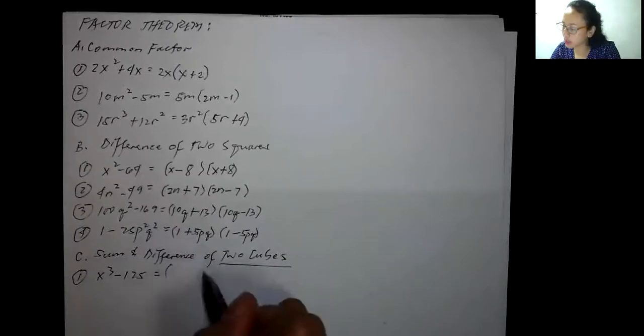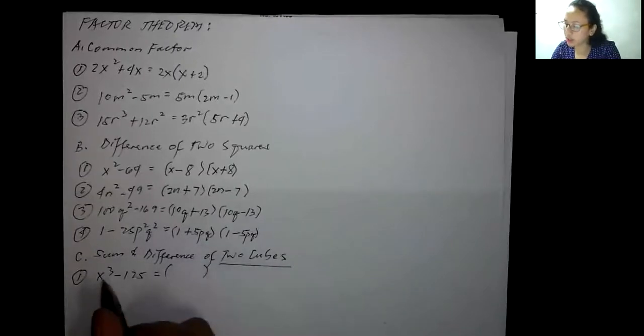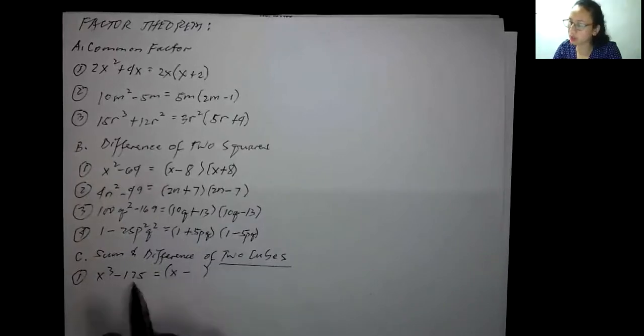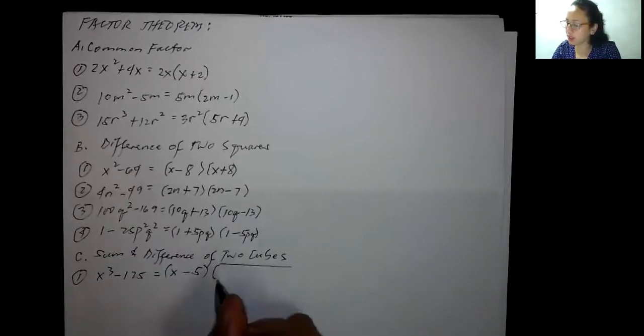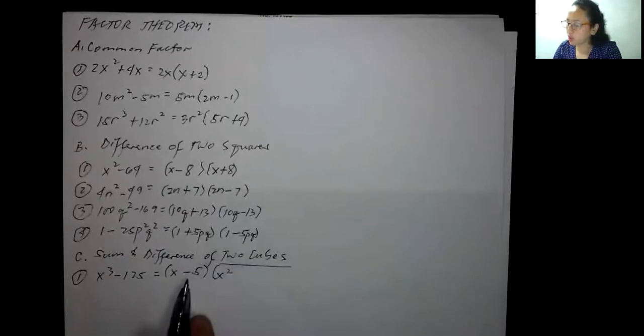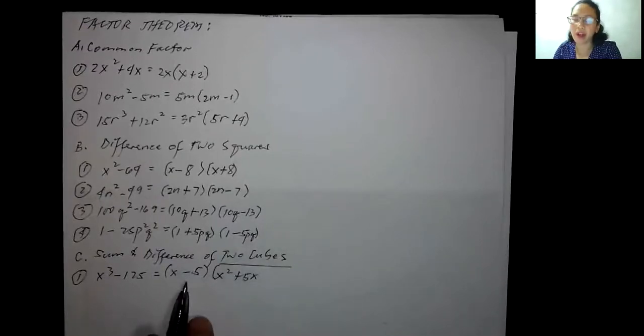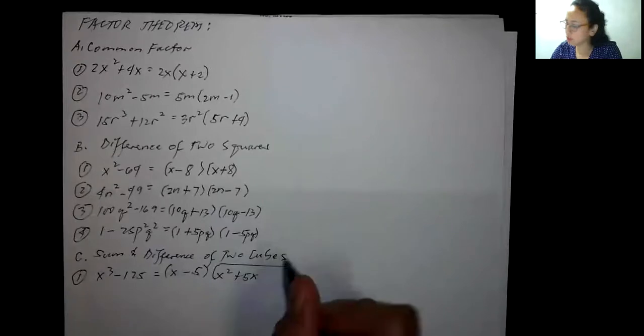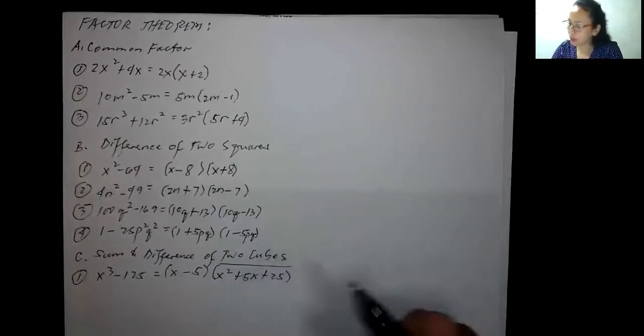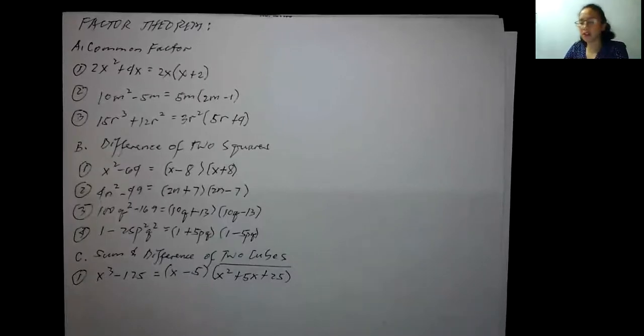So the factor is, what is the cube root of x cubed? So that is x. So this is negative. What is the cube root of 125? So that is 5. So we have here, what is the square of x? That is x squared. So what is the opposite product of this? So that is positive 5x. And what is the square of negative 5? So that is positive 25. So that is the factor of the sum and difference of two cubes.